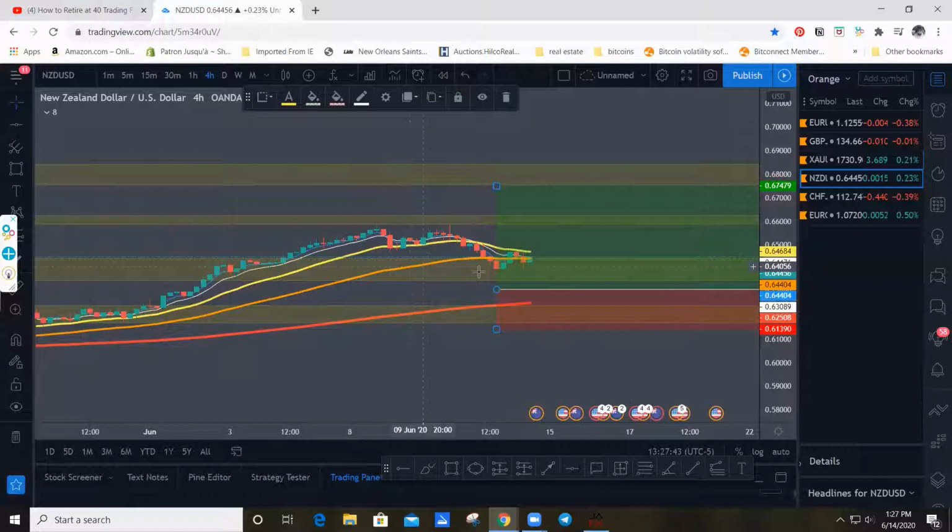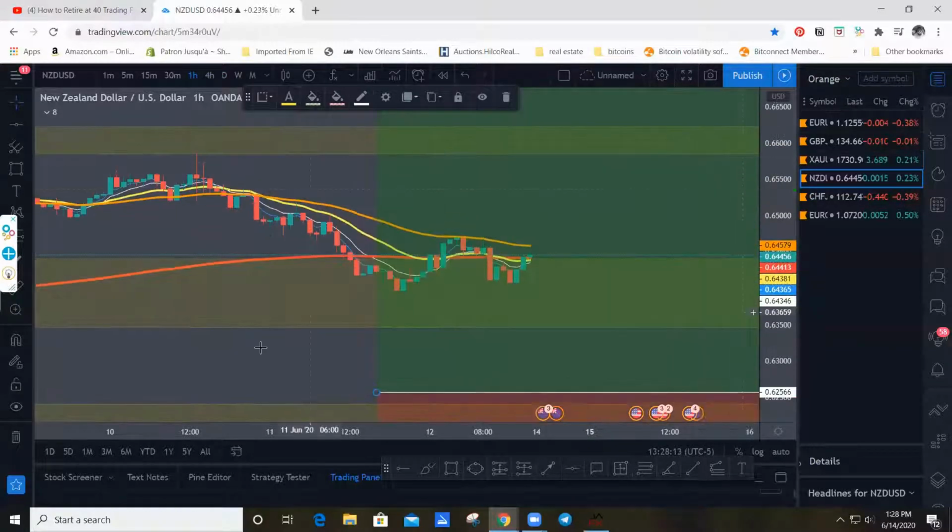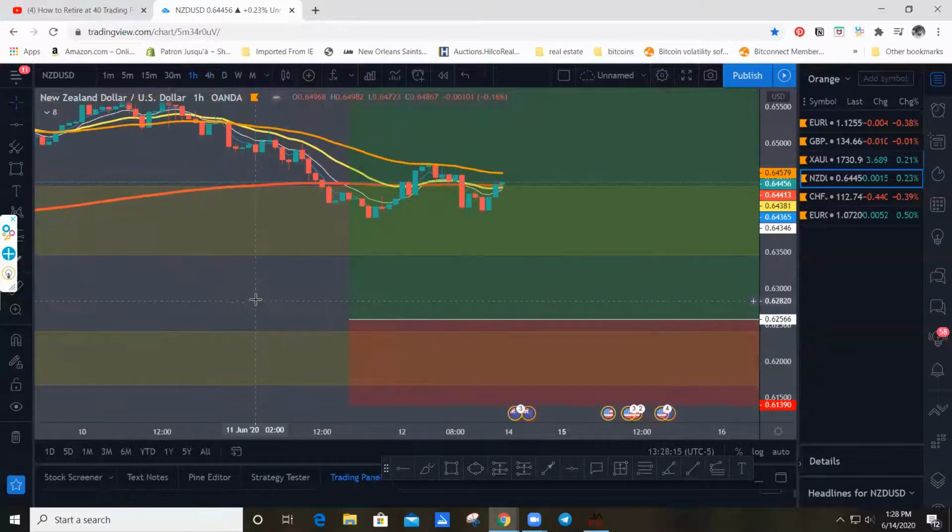So price is right there, and it's channeling right between here. So again, coming down, testing that area before it goes back up. Yeah, price is just really channeling in that zone. So I wouldn't mess with it until it breaks.